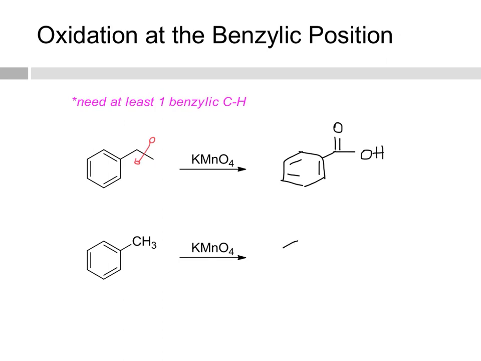In the case of toluene, we also end up with benzoic acid. In order for this reaction to occur, we need to have at least one benzylic carbon-hydrogen bond. In this case, for ethylbenzene, we've got 2 carbon-hydrogen benzylic bonds. Here we've got 3 benzylic carbon-hydrogen bonds. And so these can be cleaved and oxidized with potassium permanganate to give you the carboxylic acid.